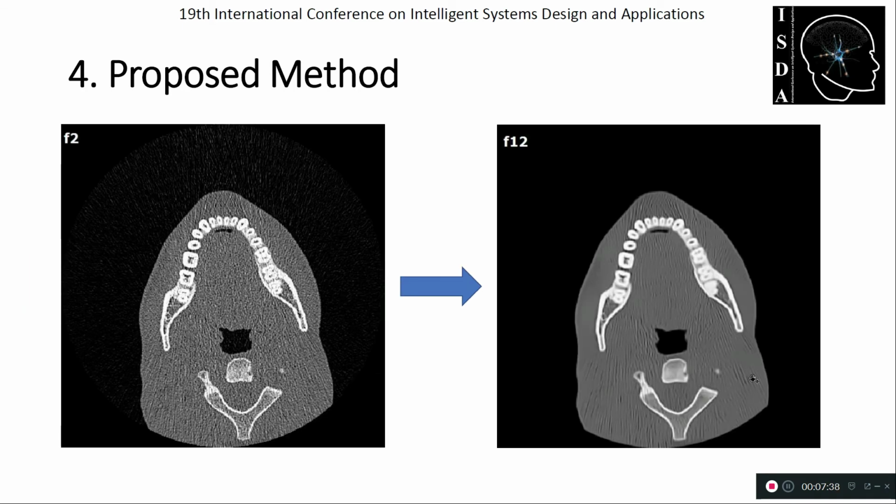And here is the original image to the left, and to the right is the final output image of our proposed method. As you can see, in the background region the noise was completely removed, and in the foreground region the noise was also completely removed, and important details and structures were well preserved.